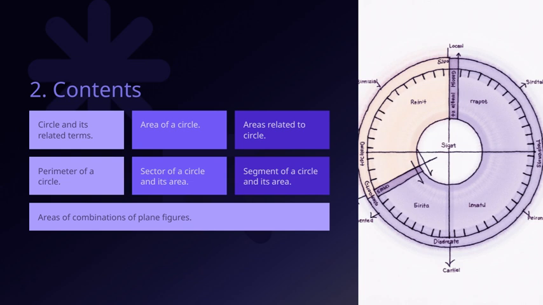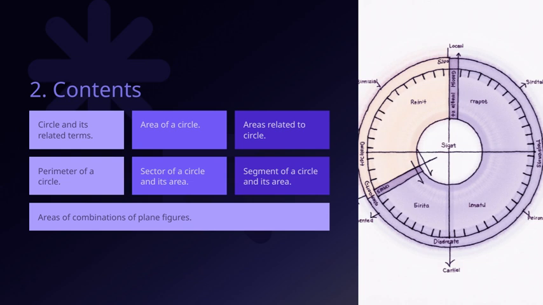We'll also look at how areas combine when we consider different plane figures, such as overlapping shapes or composite figures. This helps us solve more complex problems by breaking them down into simpler parts. When it comes to the area of a circle itself, remember that it's given by the formula pi times the radius squared, which is fundamental in many geometric applications. Next, we'll discuss the perimeter of a circle, which is more commonly called the circumference. Knowing how to find the circumference is essential for understanding the boundary length of circle-related figures.